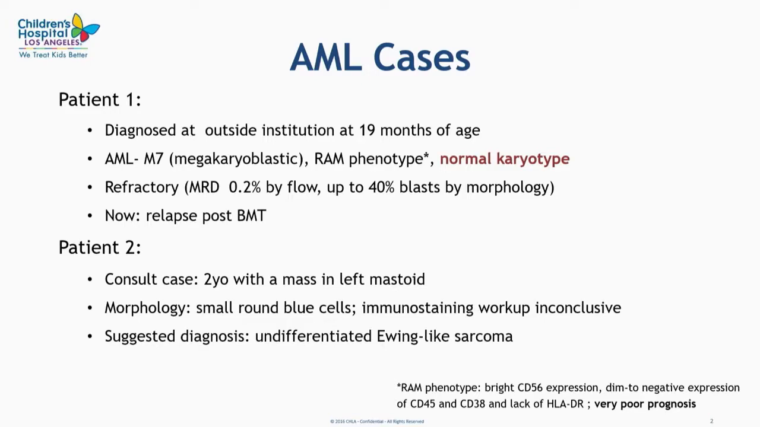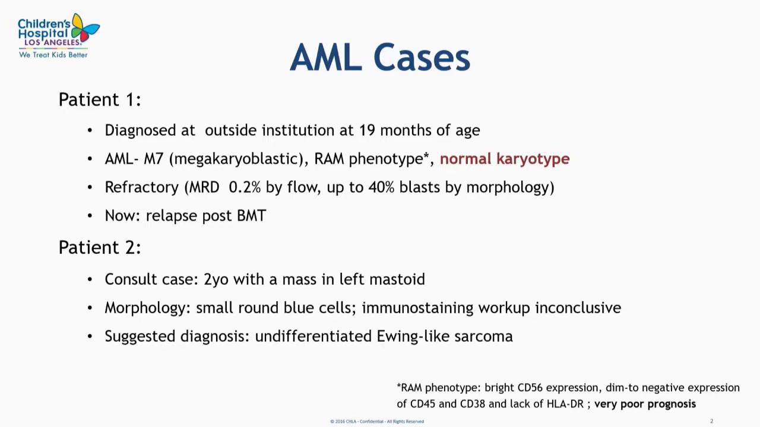This first patient was diagnosed with AML at an outside institution when he was 19 months of age. It was megakaryoblast leukemia with a random immunophenotype associated with poor prognosis, and had a normal karyotype at the time of diagnosis. Unfortunately, the disease was refractory to treatment. He was still taken to a bone marrow transplant, but relapsed very quickly after transplant.